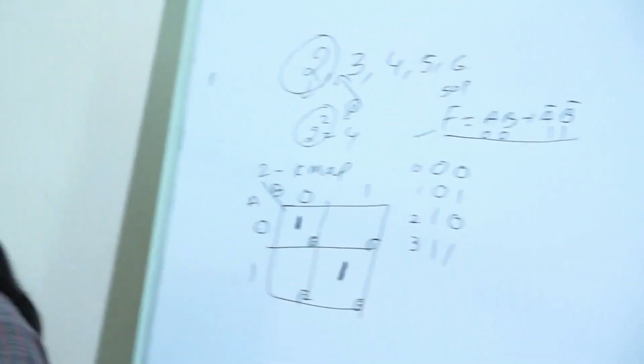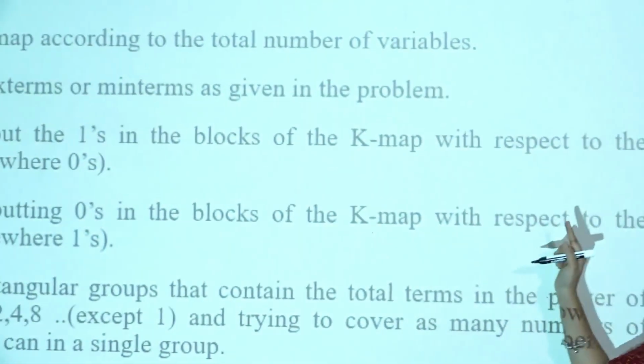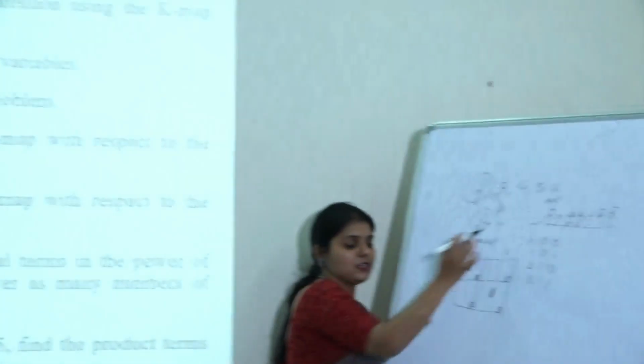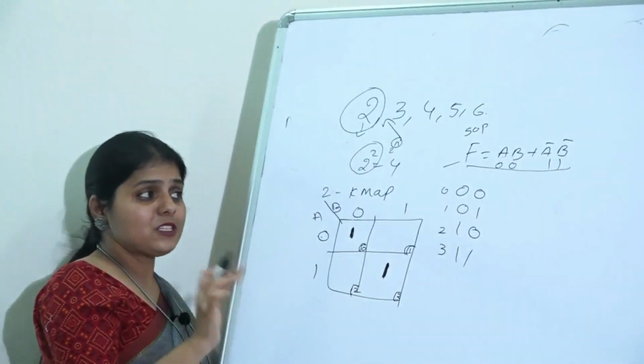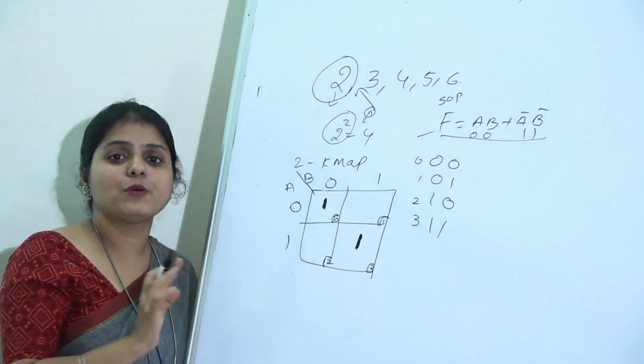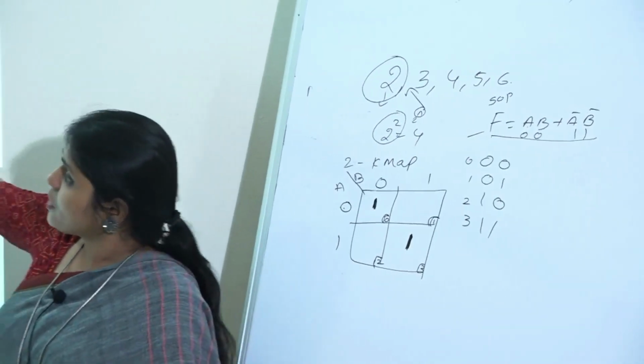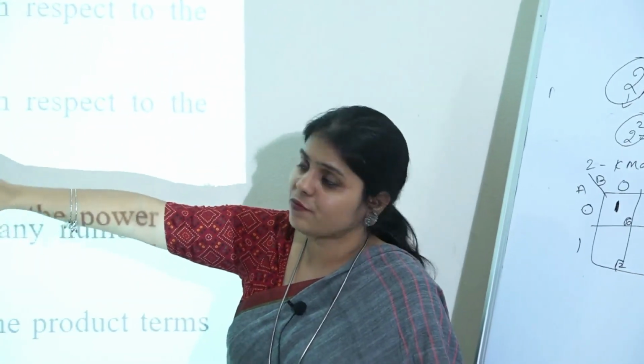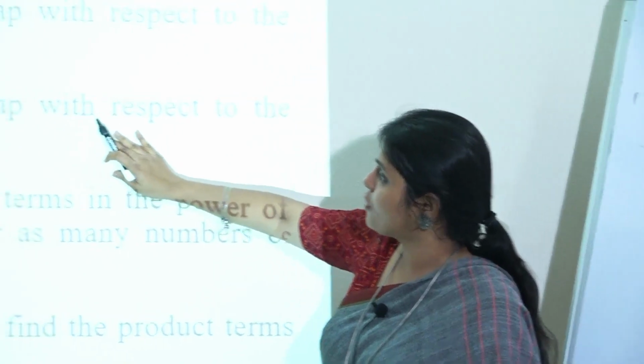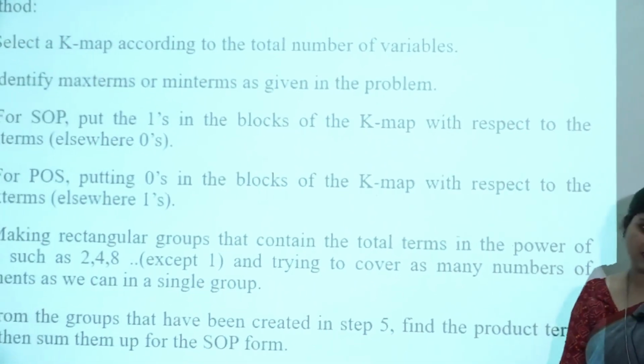Next, for SOP, put the ones in the blocks. This is SOP, right? So I am putting ones in the blocks. If I have POS, I will put zeros in the blocks. For POS, we will put zeros in the blocks of the K-map with respect to the max terms.